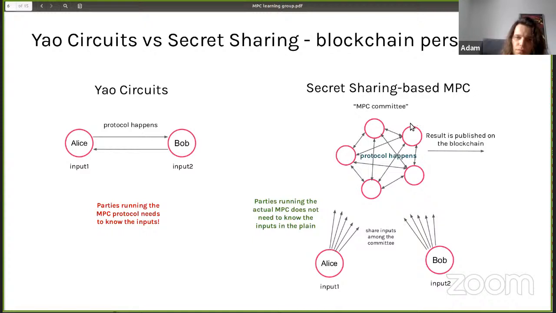So the inputs remain private, known only by users, but the whole burden of computation is put on the committee. So even if you had 1,000 Alices and Bobs here, this is still all right. They can share their secrets among a committee of 5, of 10, or what have you. Then only this committee will perform the expensive and long computations, and then they would either push the result on the blockchain or send it back to the users, or whatever.